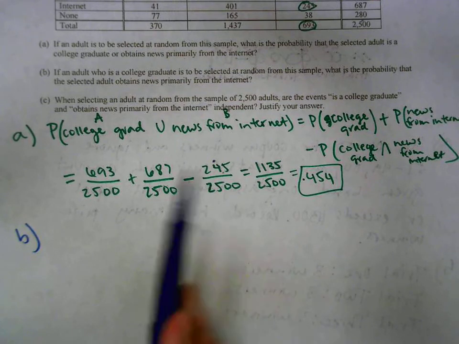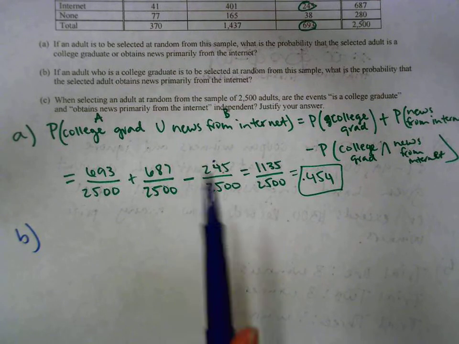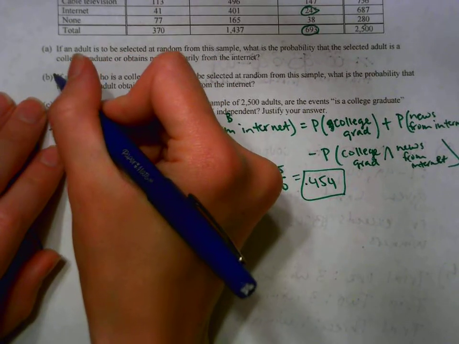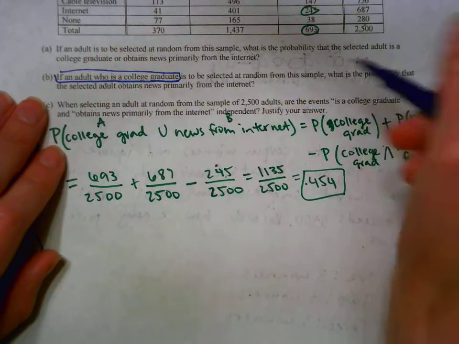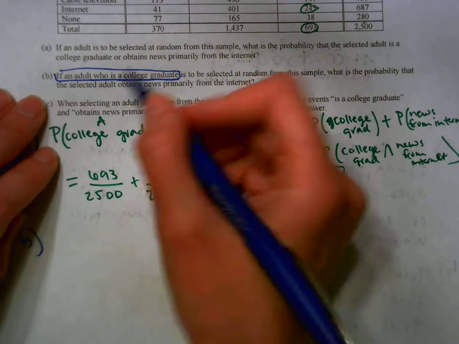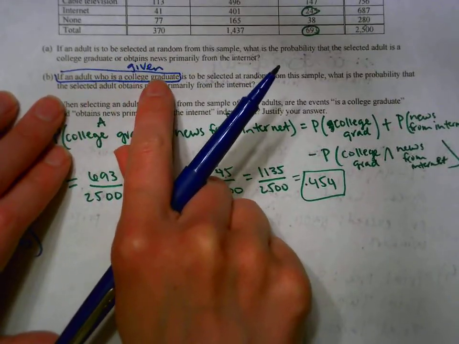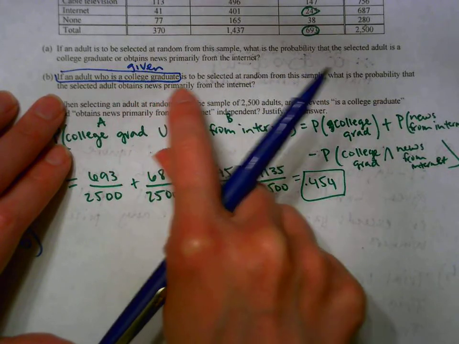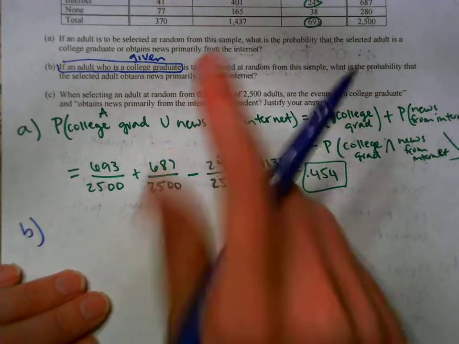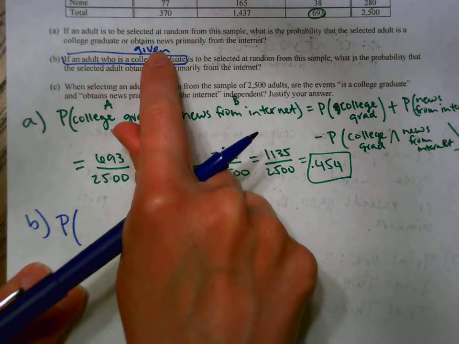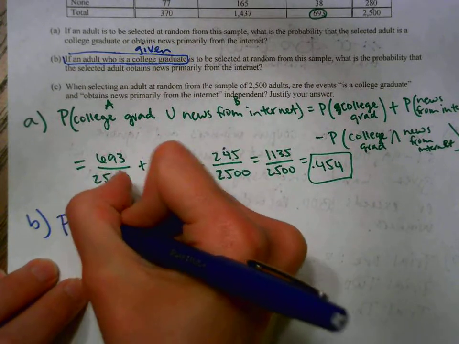Question B is, if an adult who is in college is to be selected at random from the sample, what's the probability that the selected adult obtains news primarily from the internet? So this is worded different, right? It's if they're college graduate, what's the probability? So that if statement is given. It's given they're an adult who's a college graduate, what's the probability of getting your news from the internet? So how would we set this up? We're finding the probability of, remember your given has to go second. So we're finding the probability of getting news from internet.